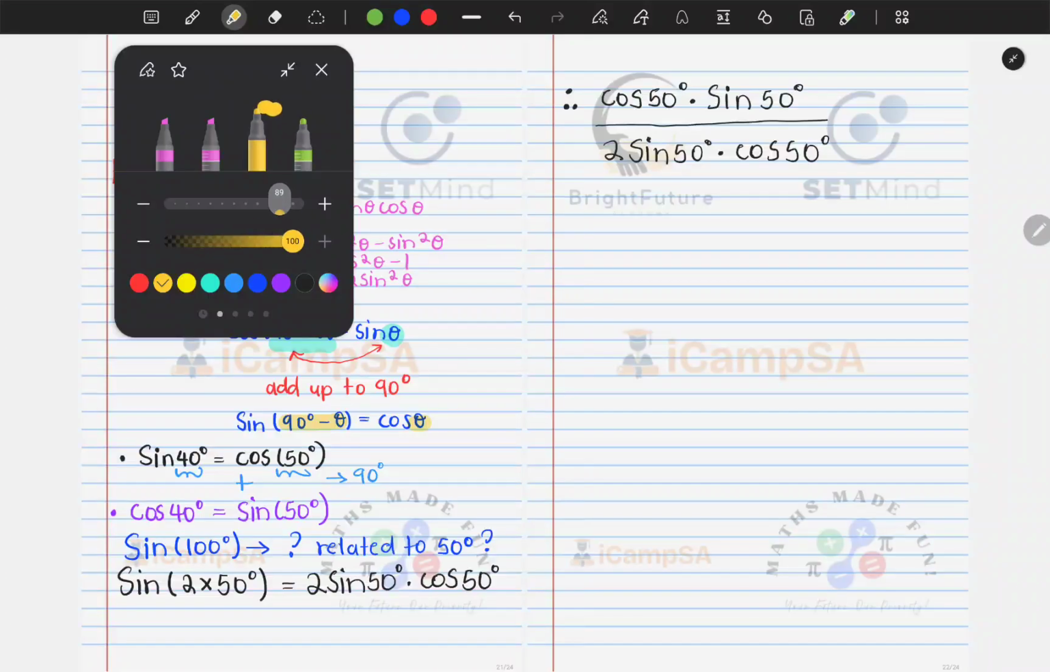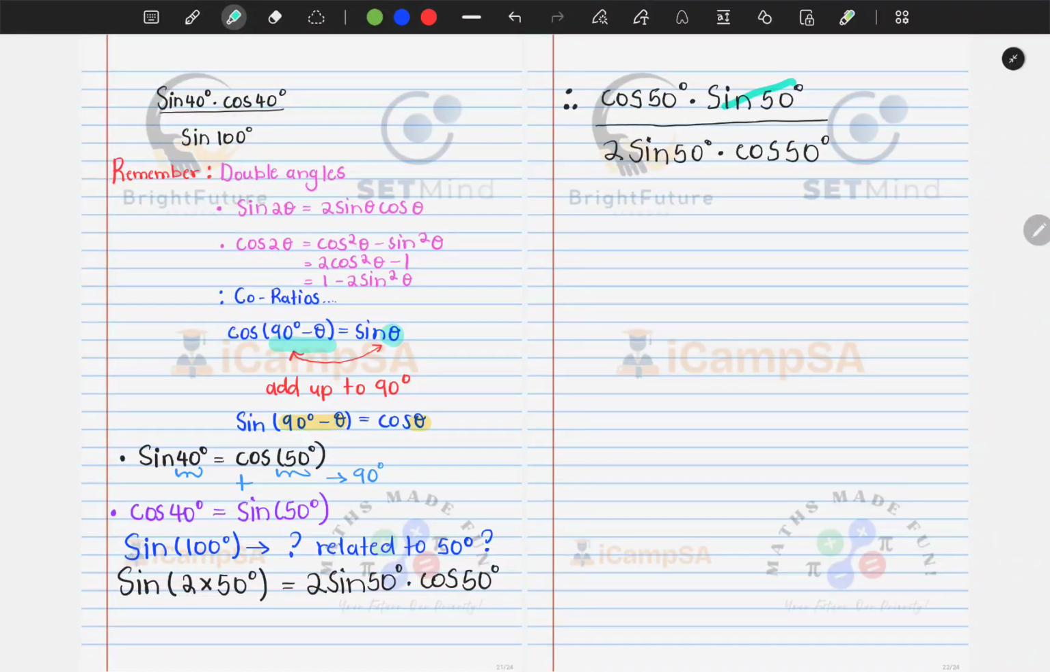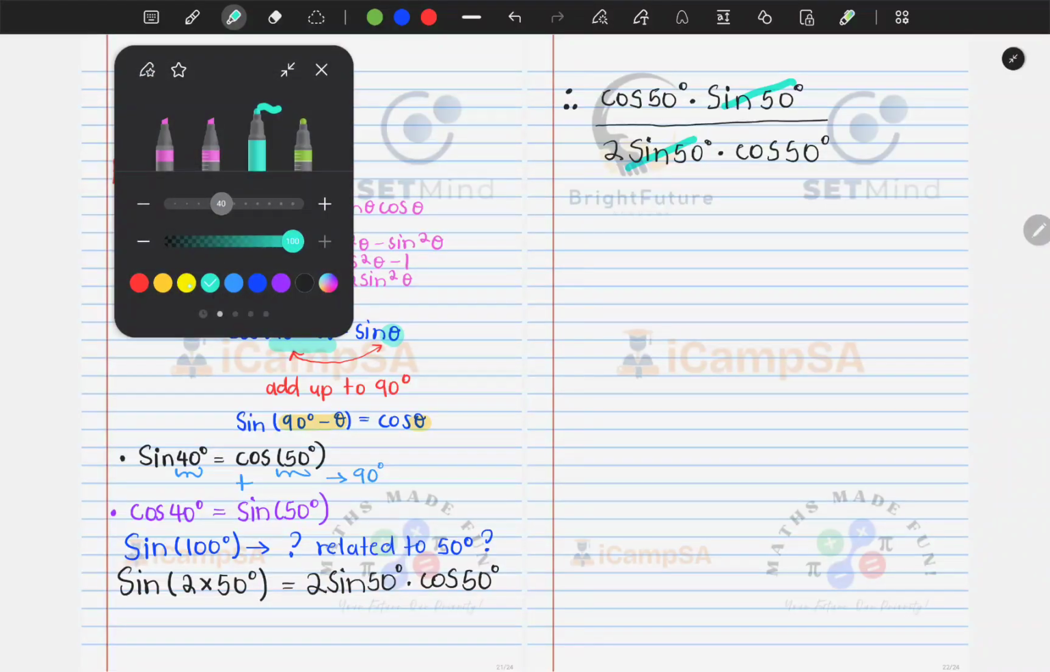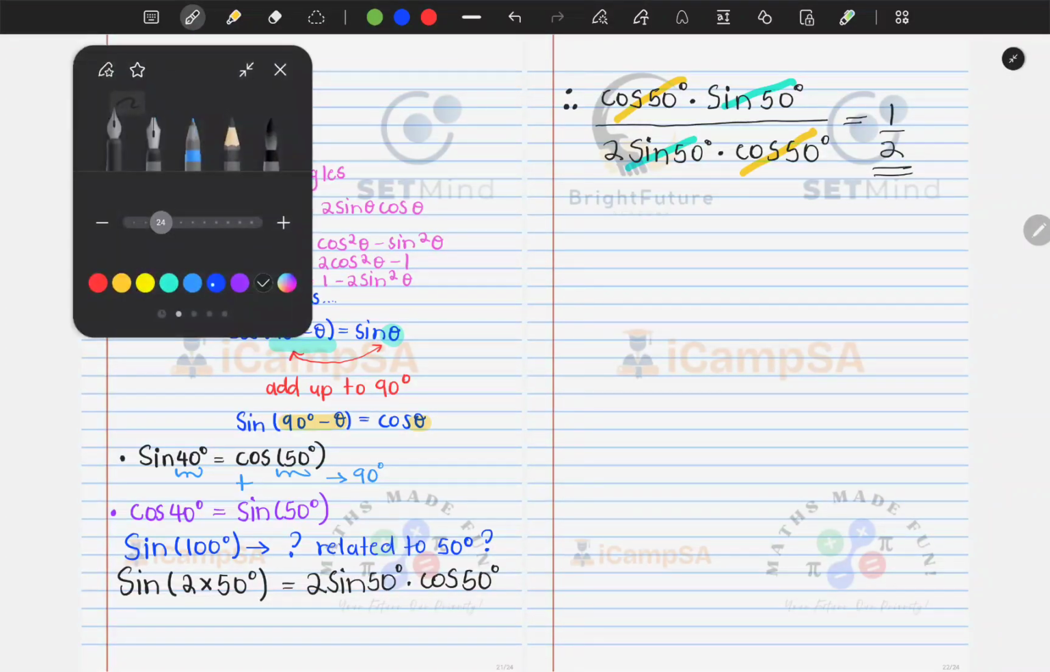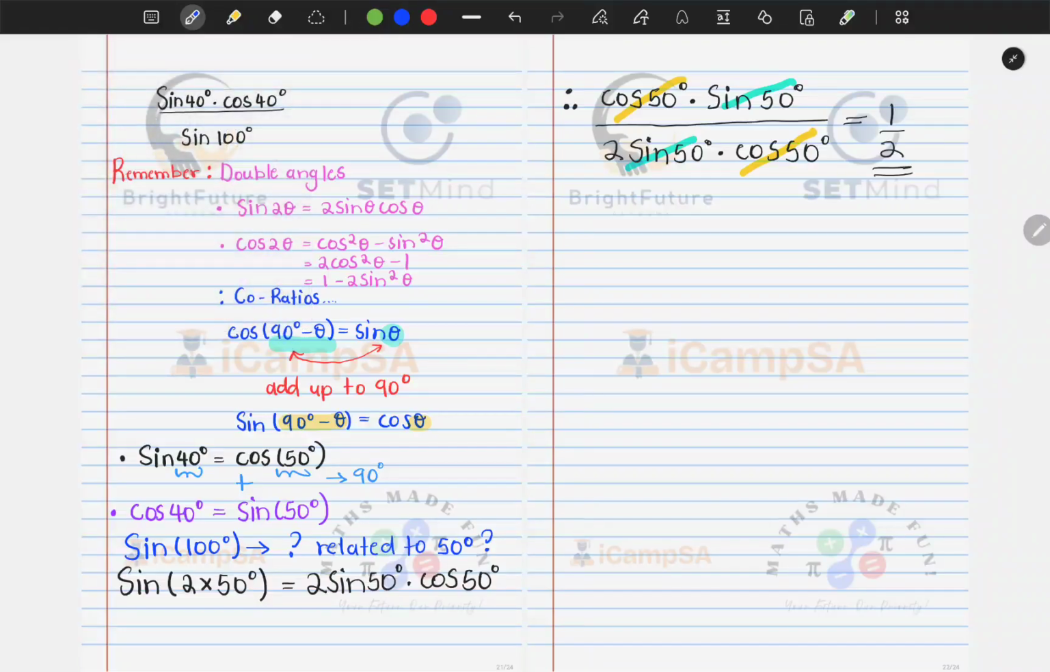If you observe carefully, there's nice cancellation of terms here. The sine and the sine cancel, and the cosine and the cosine cancel. That leaves our answer to be 1 over 2. I hope this makes sense and you actually understand. So we can just finalize this and say answer here.